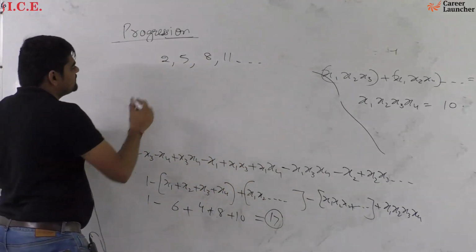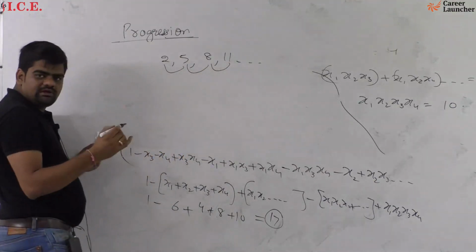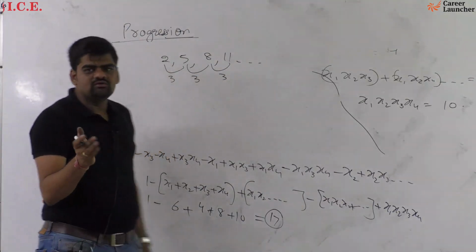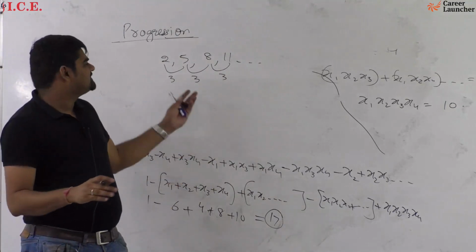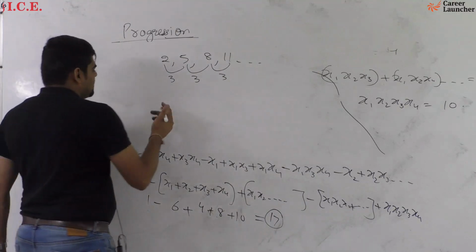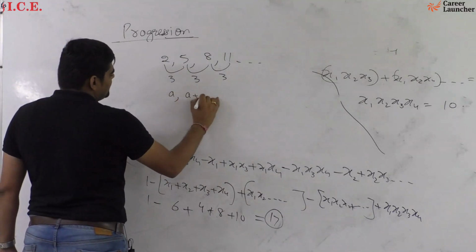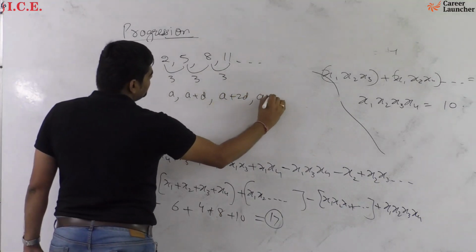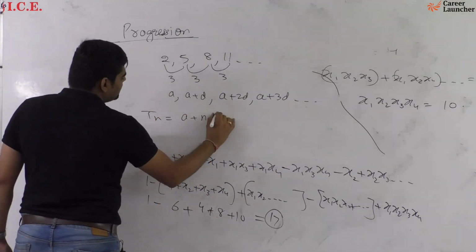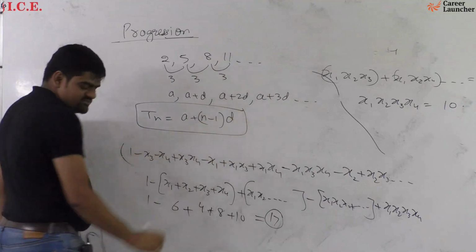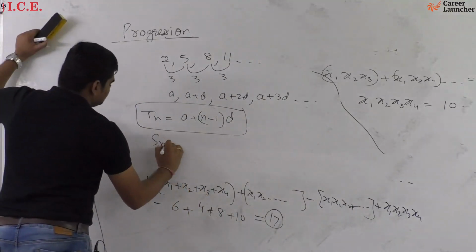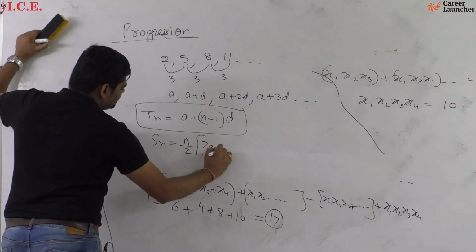And this is an arithmetic progression because there is a constant difference between any two elements. Let's say the difference is 3. So the difference between any two consecutive terms is constant. Such progressions are called arithmetic progressions. Their terms are generally defined as a, a plus d, a plus 2d, a plus 3d, and so on. So the general term of a progression is a plus n minus 1 d. And what is the sum of n terms? Sum of n terms is Sn, and Sn is given as n by 2 times 2a plus n minus 1 d.